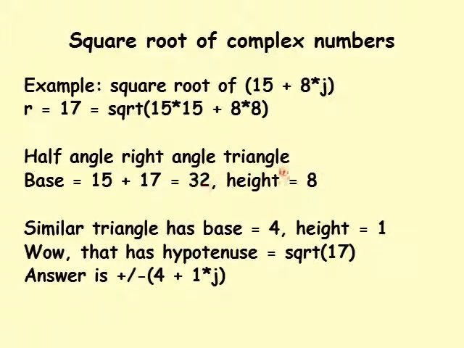If I divide the height and base by 8, we get a similar triangle with a base equal to 4 and height equal to 1, and its hypotenuse is the square root of 17, and that's what we need for the hypotenuse. So the answer is the square root of 15 plus 8j is plus or minus of 4 plus 1 times j.